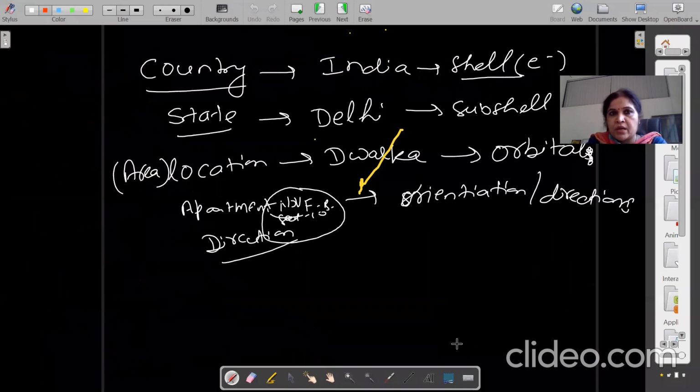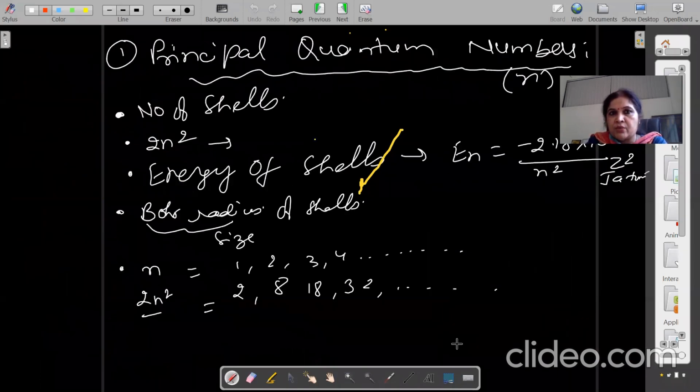So now, one by one, we have also discussed what the principal quantum number is. It is indicated by small n, and that tells about the number of shells. And in a shell, the maximum number of electrons is given by the 2n square formula. It also tells about the energy of the shell, which we have already discussed in Bohr's theory, that is minus 2.18 into 10 to the power minus 18 upon n square joules per atom. It gives the size of the shells, that is the Bohr's radius.